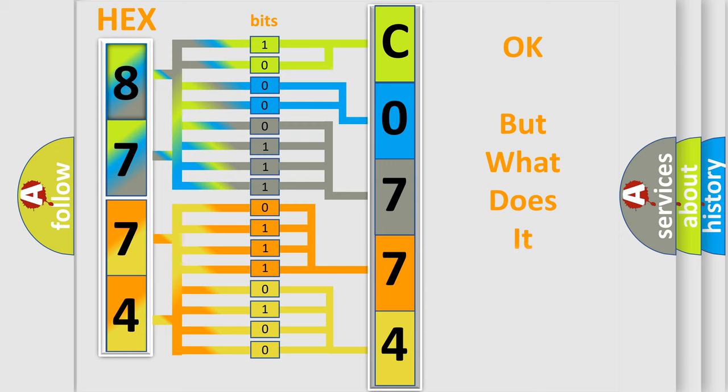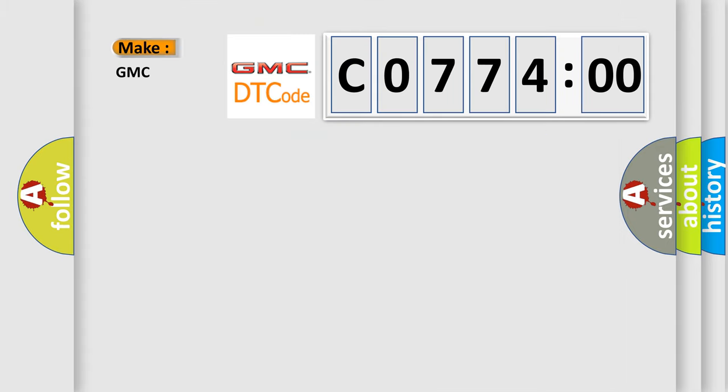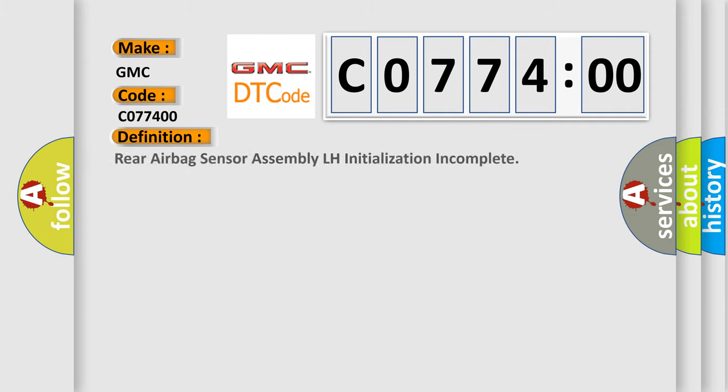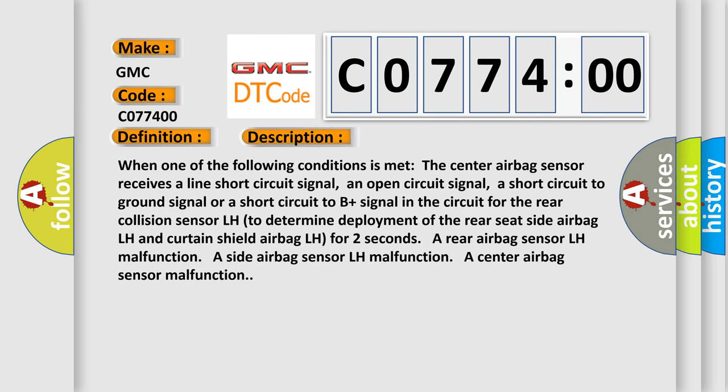The number itself does not make sense to us if we cannot assign information to what it actually expresses. So, what does the Diagnostic Trouble Code C0774-00 mean specifically for GMC car manufacturers? The basic definition is rear airbag sensor assembly LH initialization incomplete. And now this is a short description of this DTC code.